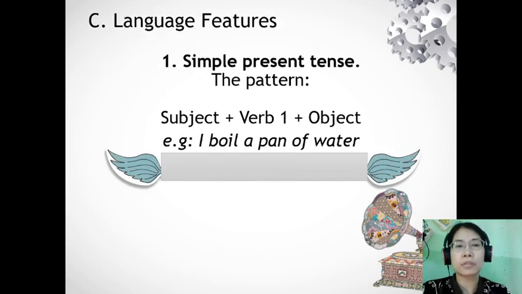The next one will be the language features. When I'm talking about language features, it refers to the sentence. So generic structure refers to the paragraphs, and the language features refer to the sentences. Now, what kind of tense is used in procedural tags? It is simple present tense. What is the pattern for simple present tense? That would be subject with verb 1 plus object. For example, I boil a pan of water. If the subject is third person singular, of course we have to put s or es right after the verb.